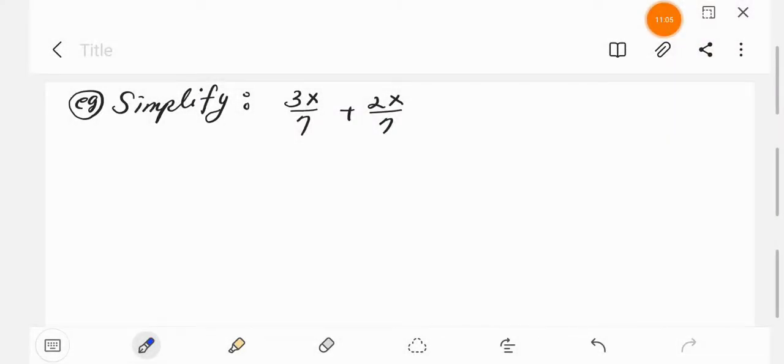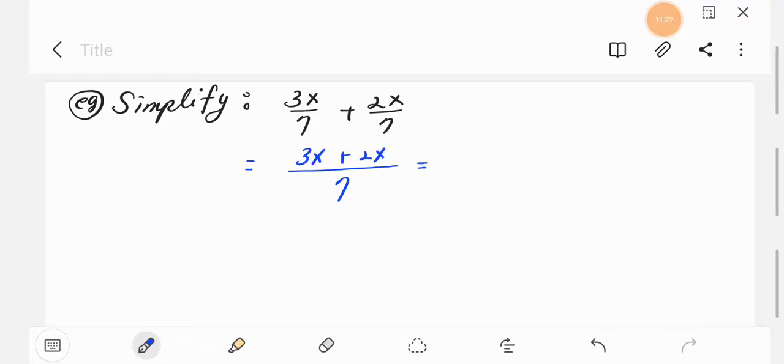Okay, let's simplify this expression. This is an addition set. There are two terms, so let's add up these two. Since the denominators are the same, we can combine the numerators. So the denominator is 7, then the numerator is 3x plus 2x.